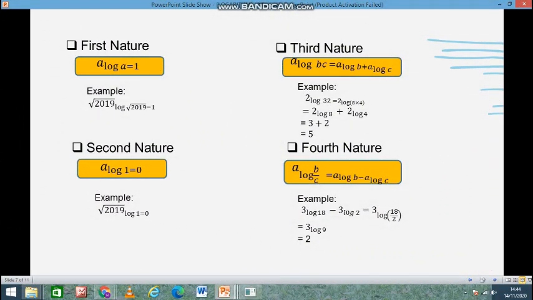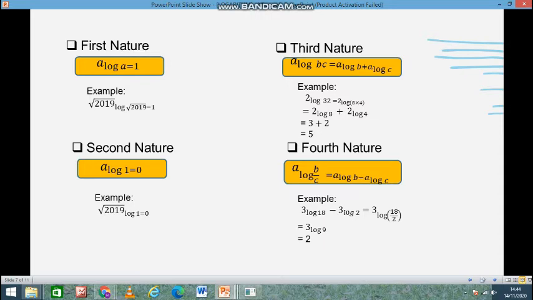Fourth, write: a log b divided by c equals a log b minus a log c. If in the third property it is continuous multiplication, now the numeric of the division must be converted into the logarithm of subtraction, and the base must be the same.